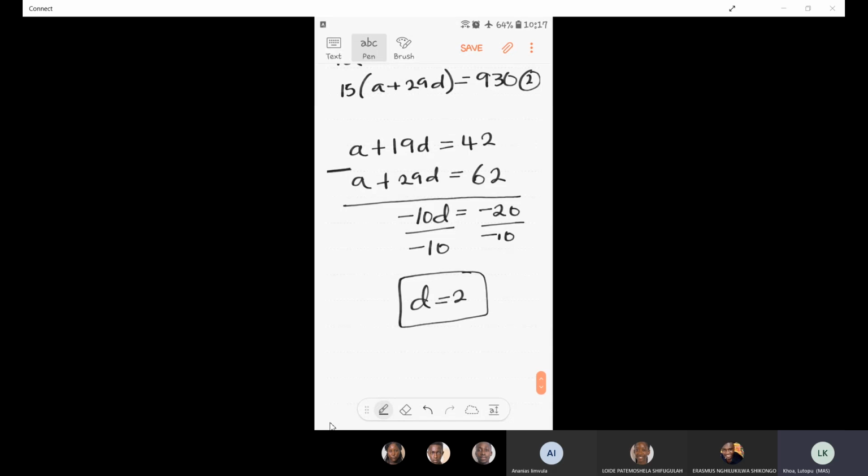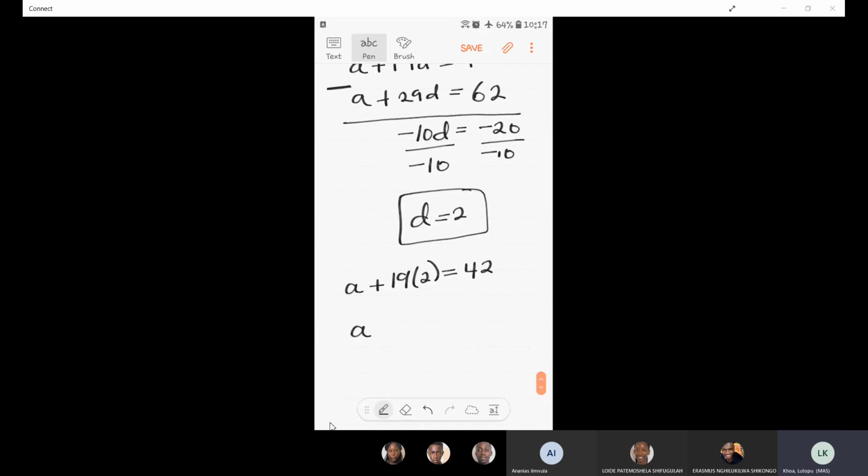Okay, so if D is equal to 2, I can substitute that into the first equation here and then solve for A. So I have A plus 19 times 2 equal to 42. So this means that A is equal to 4. 19 times 2 is 38, and 42 minus 38 is equal to 4.